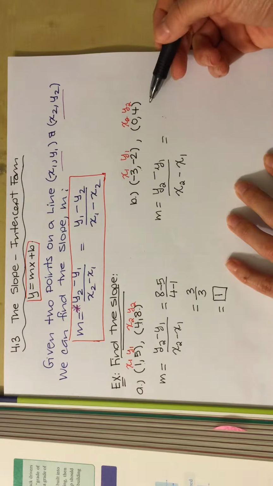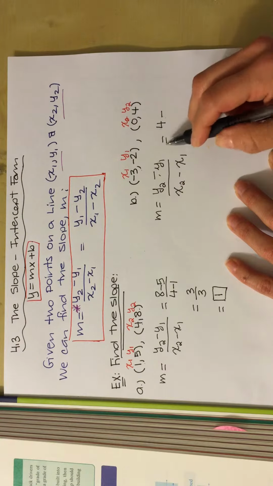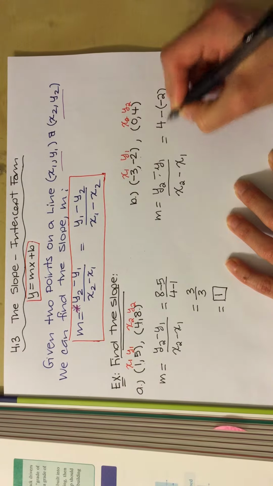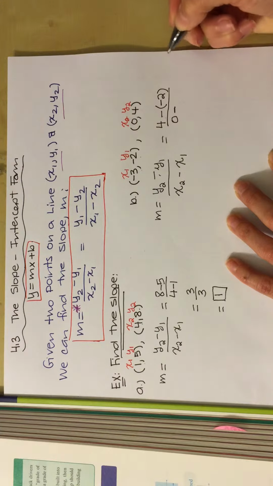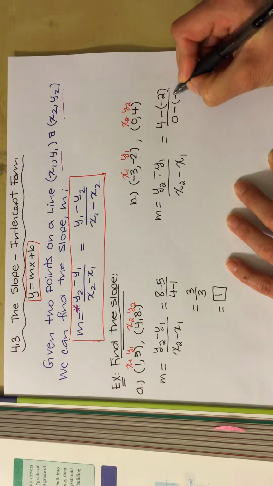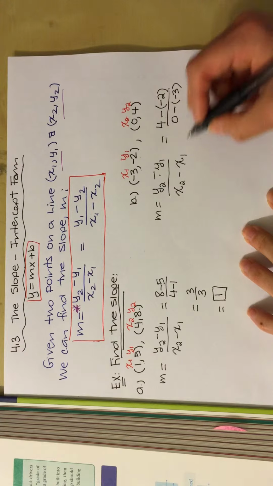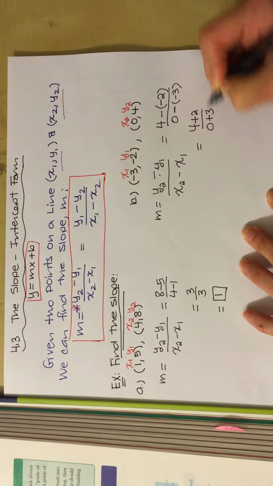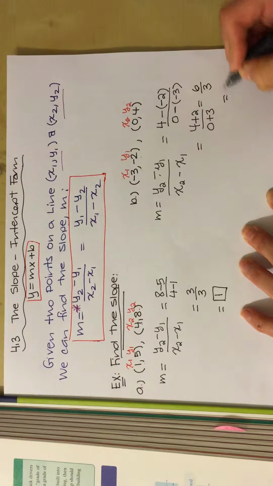Let's substitute, but be careful. y2 is 4. Then I have minus from the formula, and then y1 is negative 2. So you make sure you write 4 minus a minus 2, over x2, that's 0, minus from the formula a minus 3. So be careful with these signs because if you get the wrong sign, then the answer is wrong. So let's simplify. That's 4 plus 2 over 0 plus 3. 4 plus 2, that's 6 over 3. And the slope comes out to be 2.